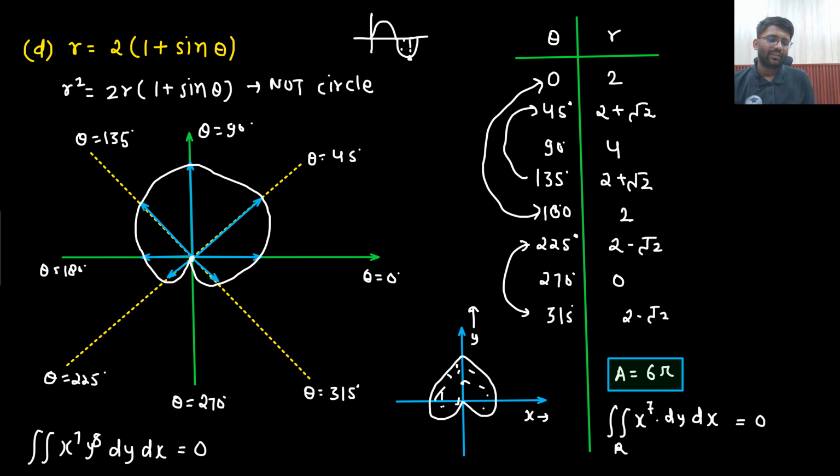So basically after that you will get this cardioid. Okay, and what is the area of this cardioid? That is 6 pi, and all these integrals that are there, these integrals will be 0 only. Why is that so? Because it is symmetric about the y-axis. Understandable?